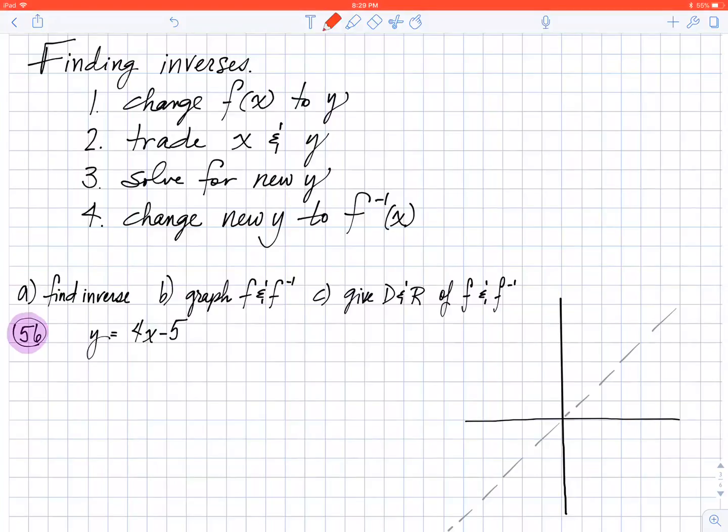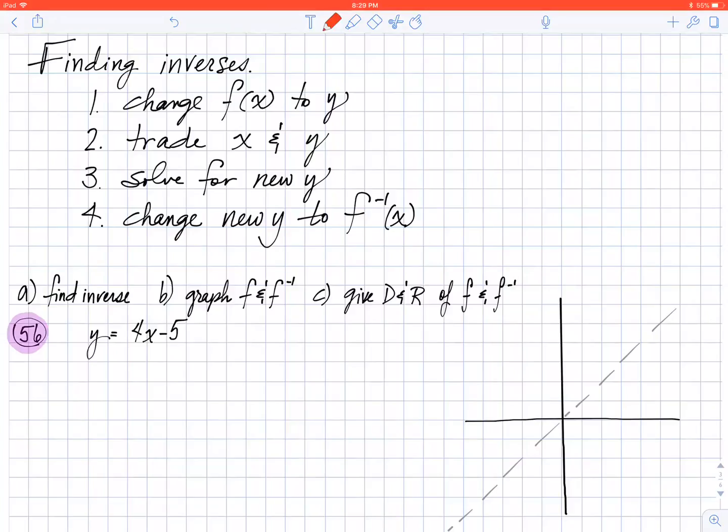Hey folks, so we are still in section 5.1, looking at the 5.1 notes, but I'd like to walk you through how to find an inverse using a four-step process. So we'll go through the process really quickly and then I'll give you an example.